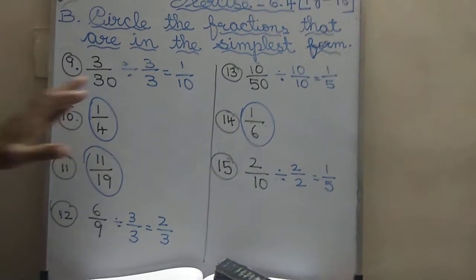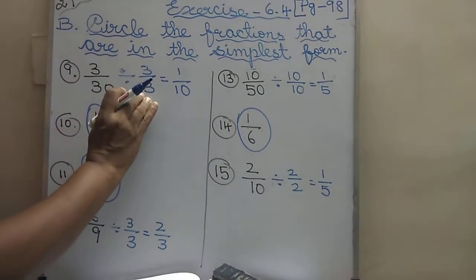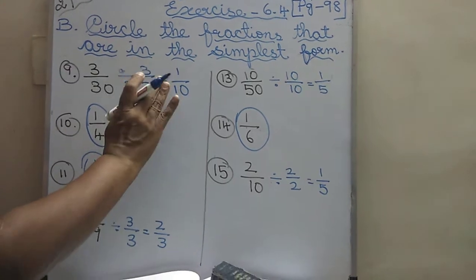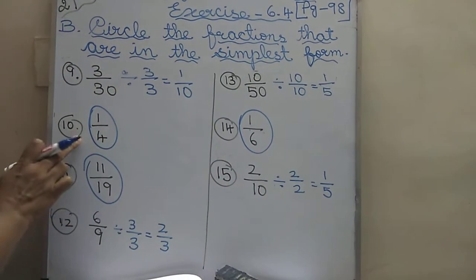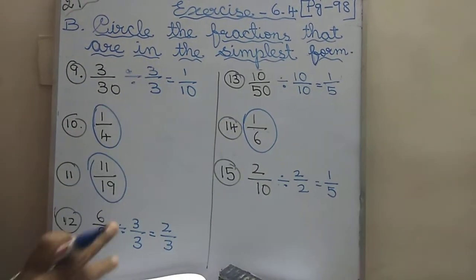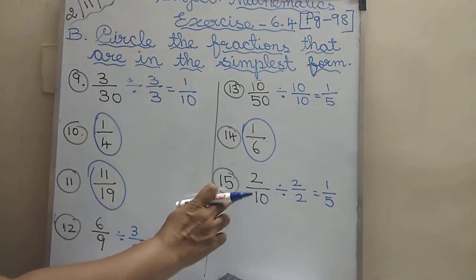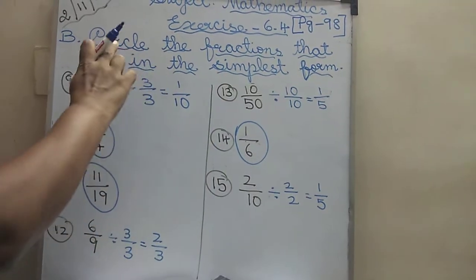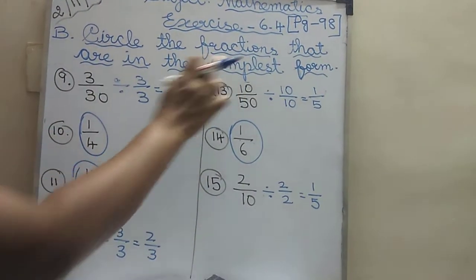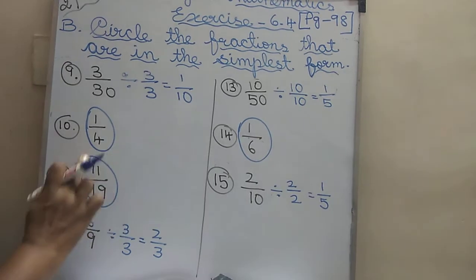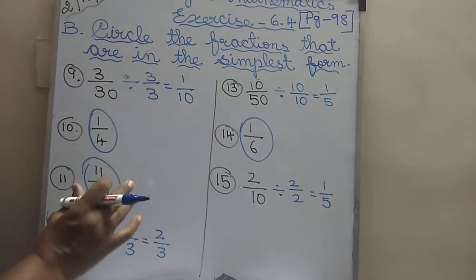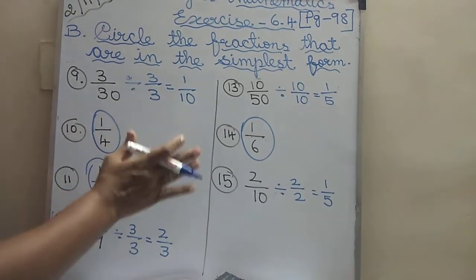Understood, children? If the number can be divided like this, you should not circle. If it doesn't divide, you have to circle. Understood, children? 15 sums I have taught, what you have to do: circle the fractions that are in the simplest form. The numbers that are in the simplest form, you have to circle. This one you have to copy down in the maths notebook.